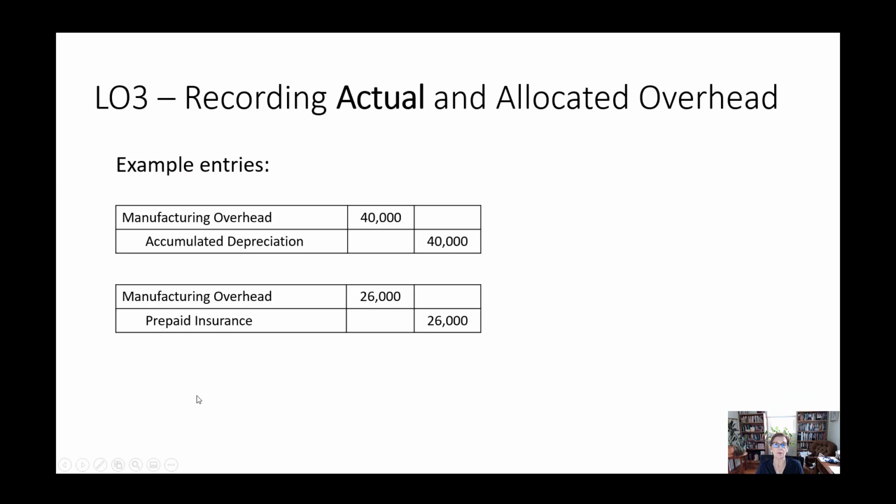So let's say you're recording depreciation on your machinery. You debit manufacturing overhead, and you credit accumulated depreciation just like you would if you debited depreciation expense instead. So our credits here are the same, but our debit, instead of to an expense, is to overhead. Same thing with insurance. So let's say some insurance expired, we're debiting overhead and we are crediting prepaid insurance.